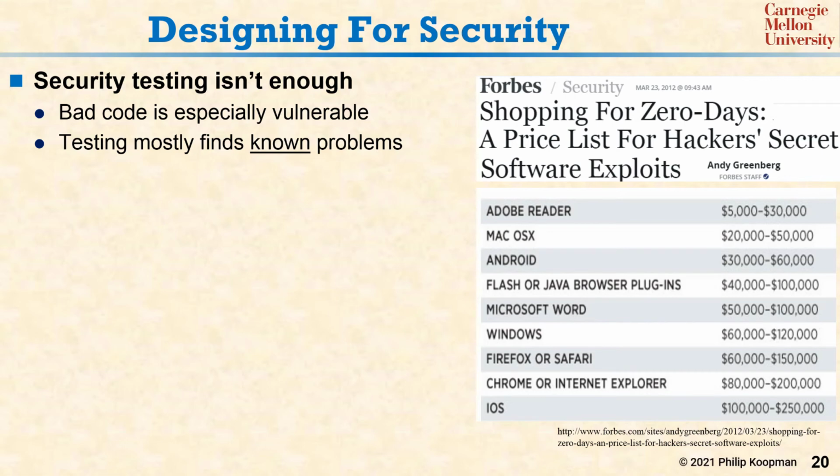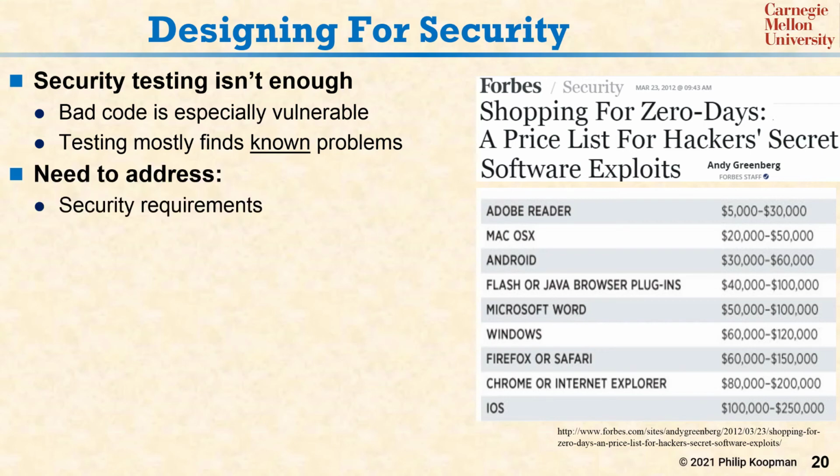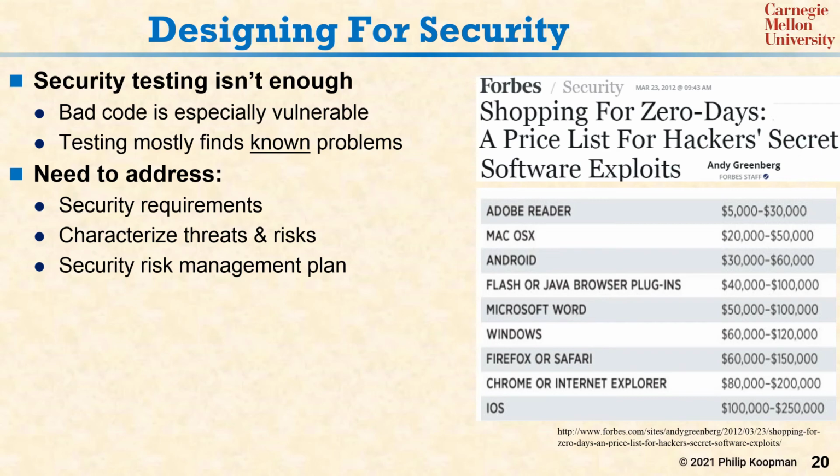At the big picture level, security plans involve 4 big areas. Addressing security requirements, in other words, what does secure mean to you? Characterizing risks and threats, having a security risk management plan so that you can spend your limited security resources addressing the most important risks, and finally, deploying security patches.